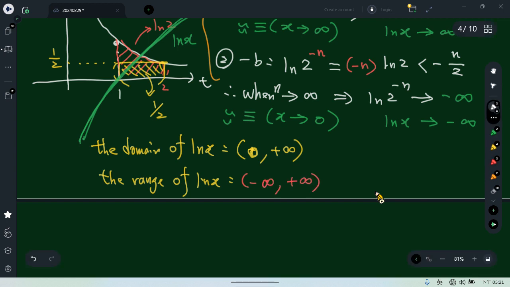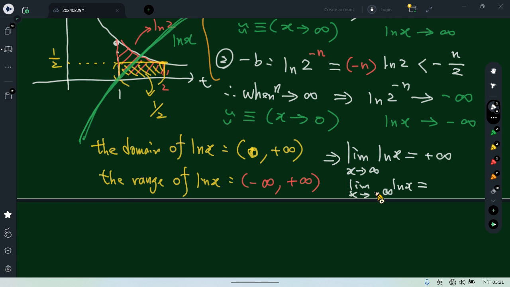So that means we can also say that the limit as x approaches positive infinity of ln x is positive infinity. Likewise, in the opposite direction, as x approaches 0, it will go down and approach negative infinity. So I hope you can memorize it, and through this not-so-serious proof, you can know this result later.